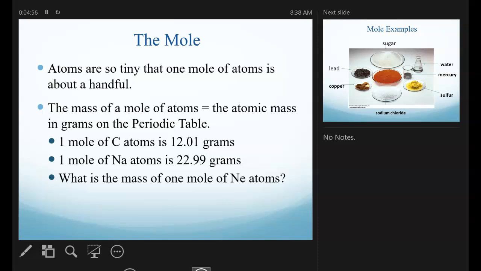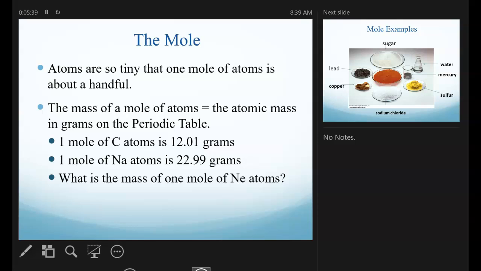Okay? 1 mole of sodium, 22.99. How do I know that? That's the average atomic mass. Okay? So what would 1 mole of hydrogen be? Well, it's 1.008 grams. So you just basically look at the periodic table to determine the mass. Okay? So, what is the mass of 1 mole of neon atoms? How do I do that? You go to the periodic table, you find neon, which is right here, and what does it say? 20.18. So what that means is that 1 mole of neon is 20.18 grams.